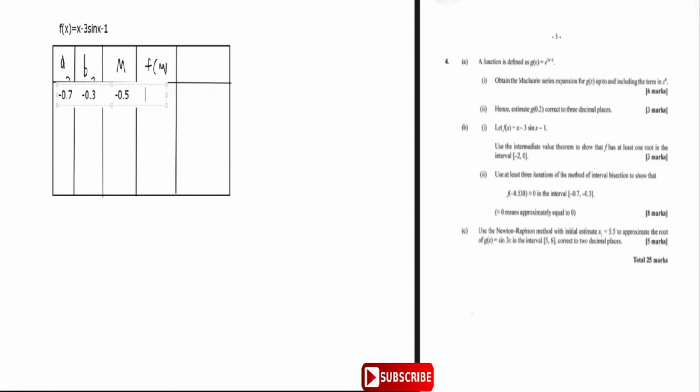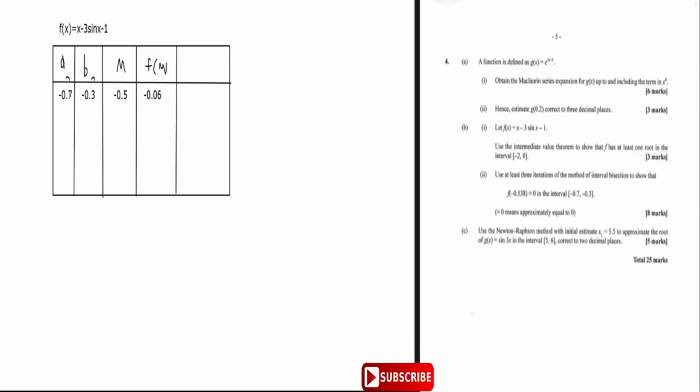Then what is f of negative 0.5? You plug that in here and you're going to get negative 0.5 minus 3 sine negative 0.5 minus 1, and that is giving me negative 0.06. All right, nice and easy. Now, since it is negative, which is good, using bisection, that means that it falls on the interval.